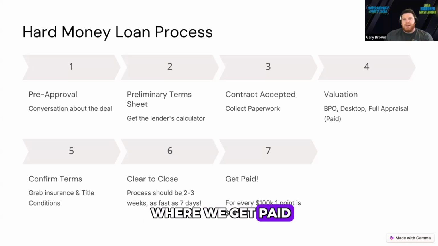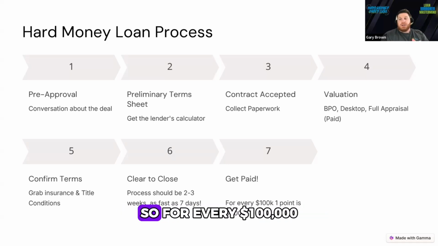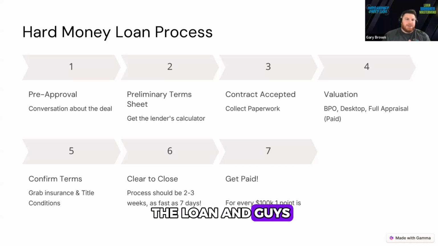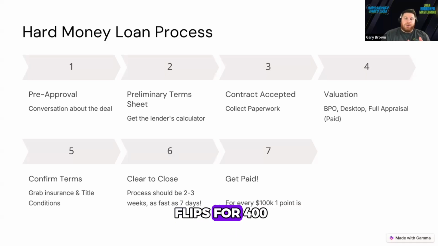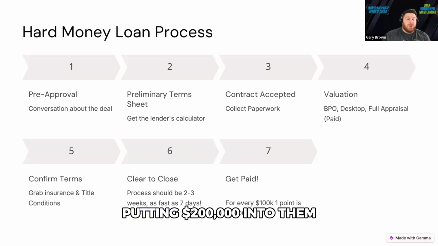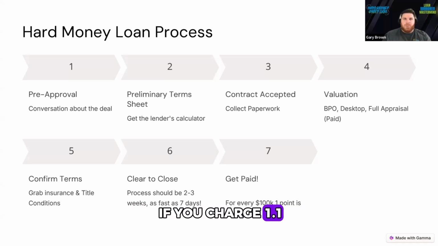That's where we get paid, and we're charging points. So for every $100,000 on the loan, and guys, I don't know what markets you are in. Maybe in Louisiana it might be a little bit light, but if you're out in the Philly area, or especially if you're in California, where people are buying flips for $400,000, $500,000, putting $200,000 into them and looking to sell them for eight or nine, maybe even a million. If you charge 1 point on $600,000, that's 6 grand.